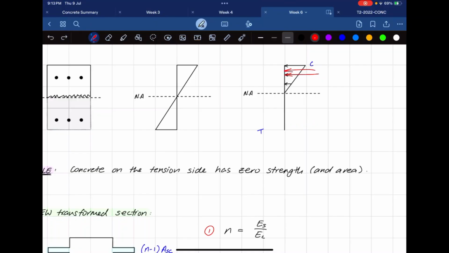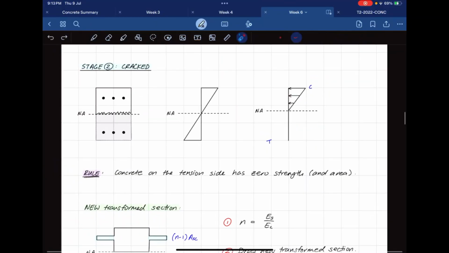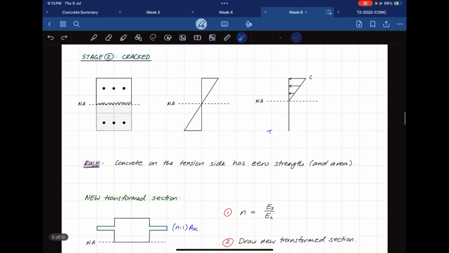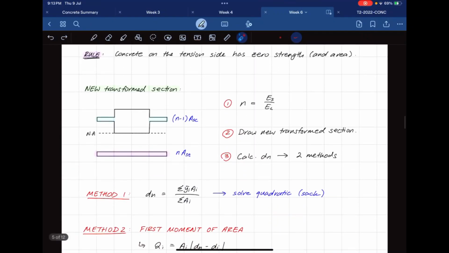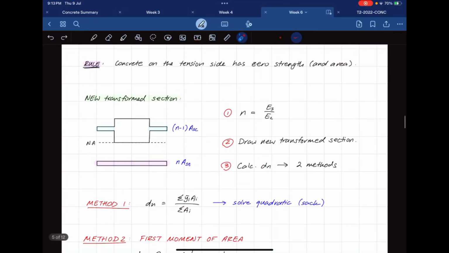This will be more important when we do the alternate stage, but our new transformed section is going to look like this. It looks a bit weird, but all we've done is cut it off at the neutral axis and ignore all the tensile concrete. Not too bad. So the steps are the same. You calculate n, same. Draw your new transformed section, which looks like this. However, to calculate dn, it gets a bit difficult.